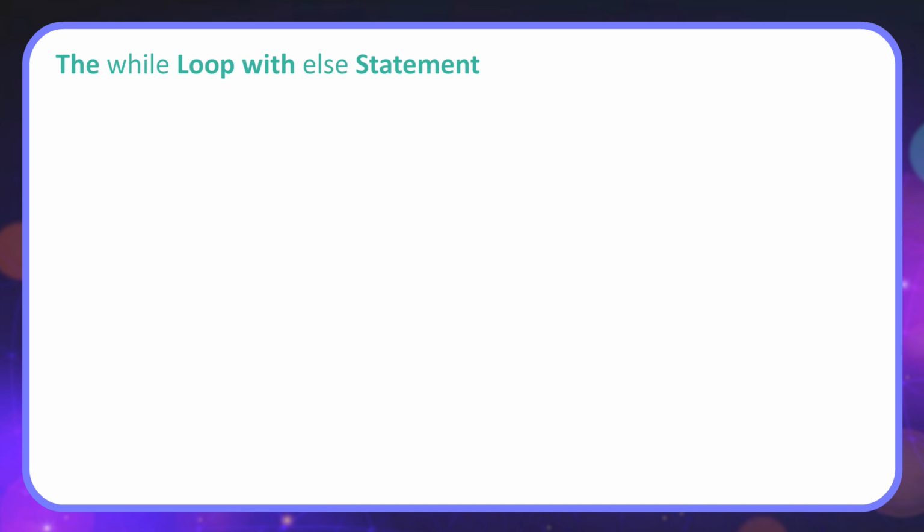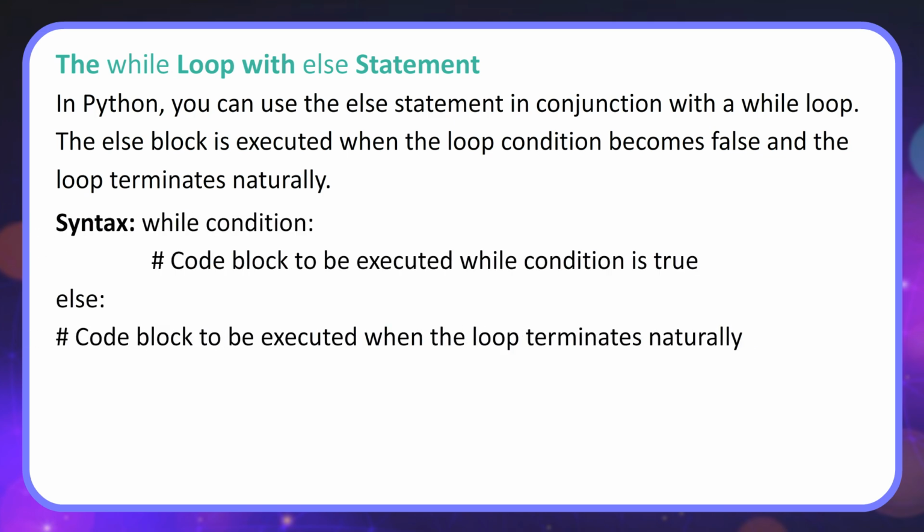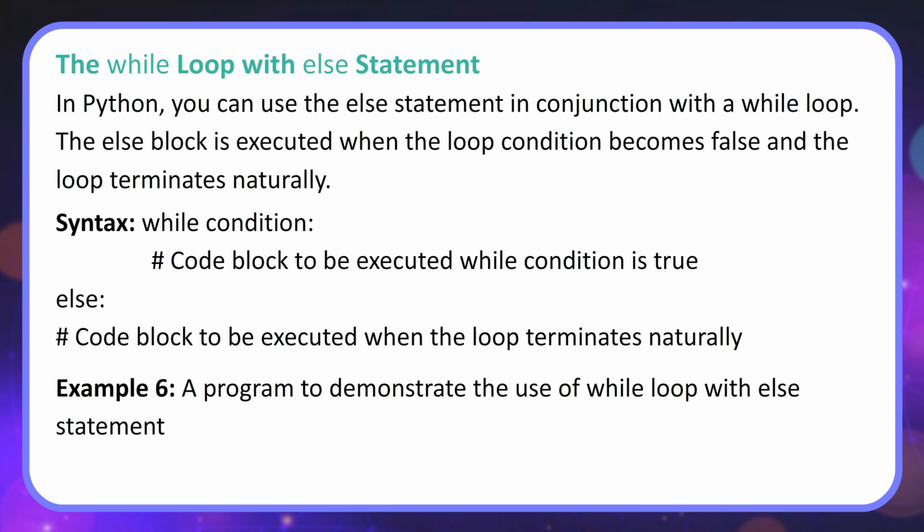The while loop with else statement. In Python, you can use the else statement in conjunction with a while loop. The else block is executed when the loop condition becomes false and the loop terminates naturally. Syntax: while condition, code block to be executed while condition is true, else, code block to be executed when the loop terminates naturally.